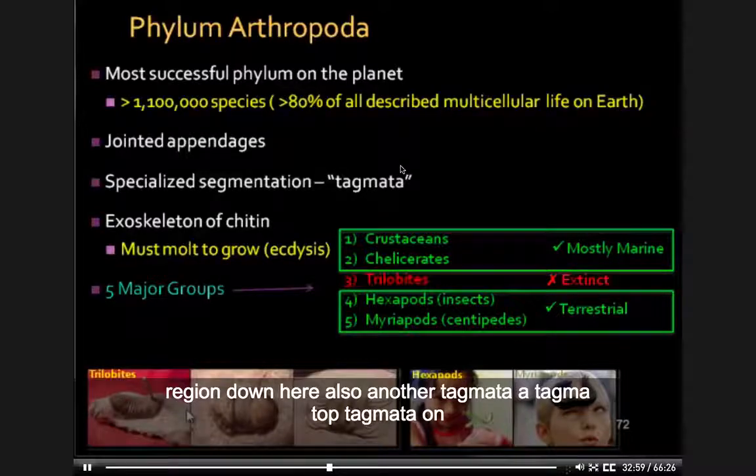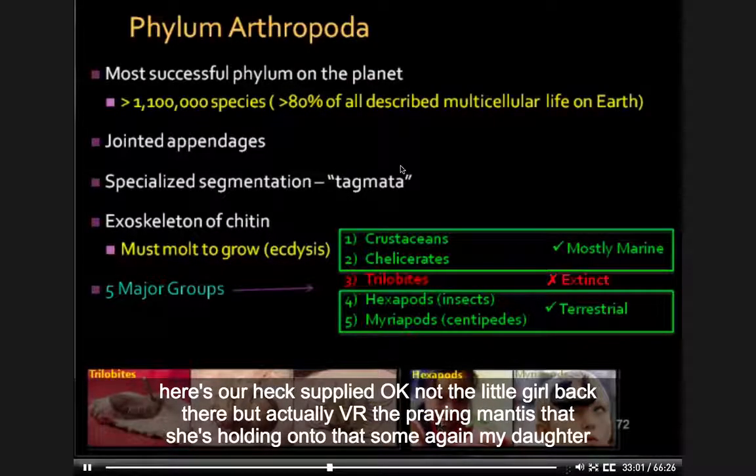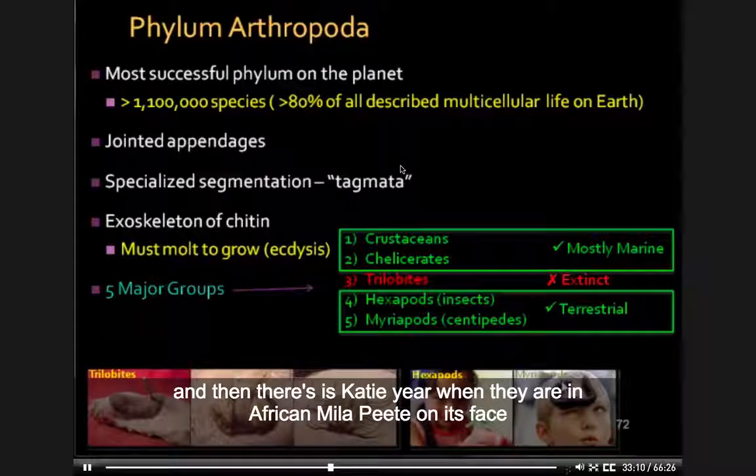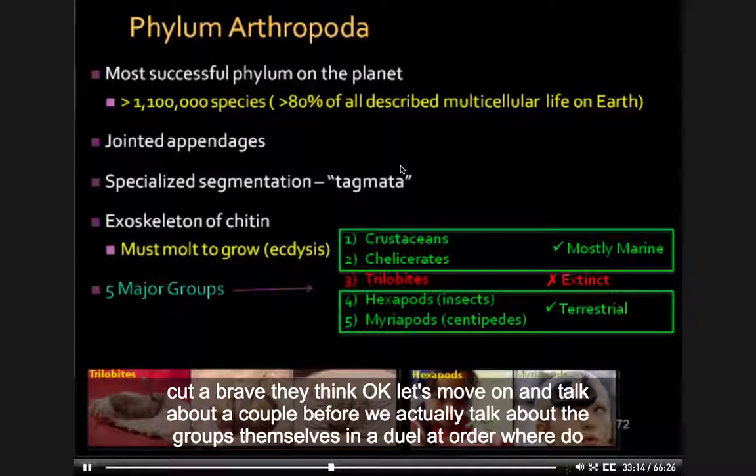Also another tagmata. Here's our hexapod. Okay, not the little girl back there, but actually the praying mantis that she's holding on to. That's, again, my daughter. And then there's this kid here with an African millipede on his face. Kind of brave, don't you think?